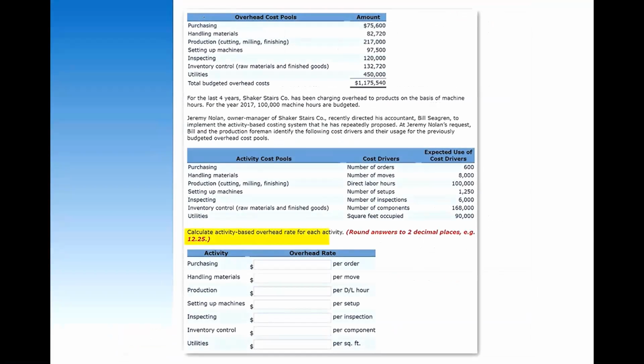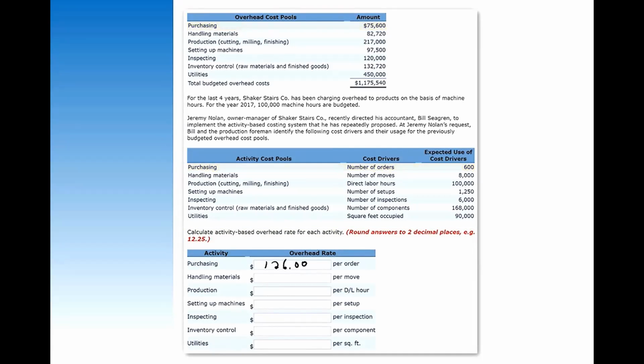The next part of this problem requires that we calculate the activity-based overhead rate for each activity. So to begin, we can see that for the purchasing pool, the cost that was allocated to the pool was $75,600. We'll divide that by the total number of estimated cost drivers for the pool. In this case, the cost driver for the purchasing pool is the number of orders, and it's expected that for the year there will be 600. So we'll divide 75,600 by 600, and we get a rate of $126.